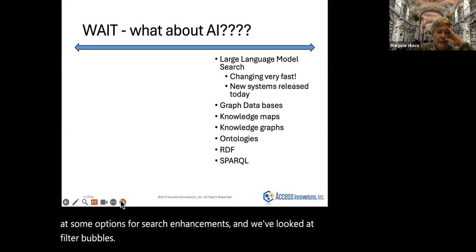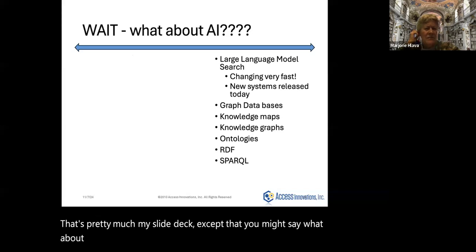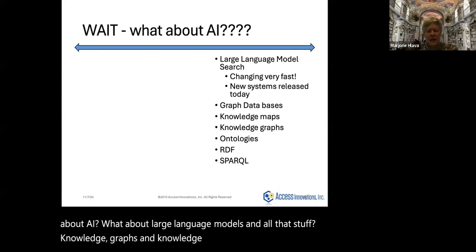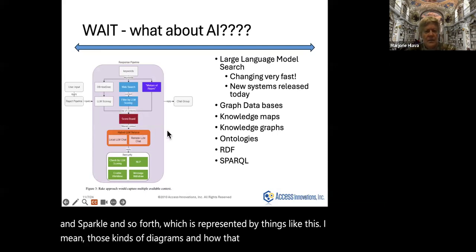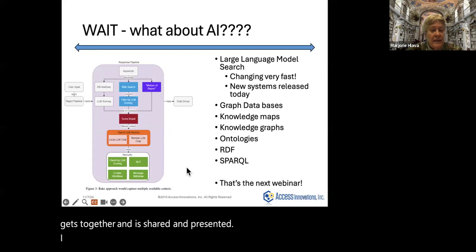And that's pretty much my slide deck, except that you might say, well, what about AI? What about large language models and all that stuff? Knowledge graphs and knowledge maps and ontologies and RDF and SPARQL and so forth, which is represented by things like this. I mean, those kinds of diagrams and how that information gets together and is shared and presented. And I am going to talk about that, but in the next webinar.